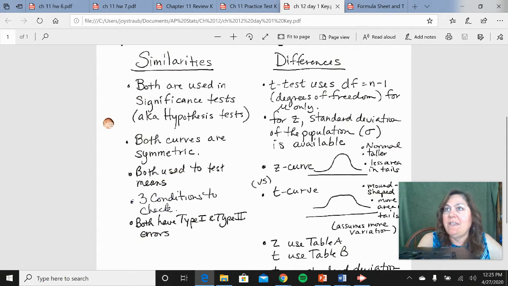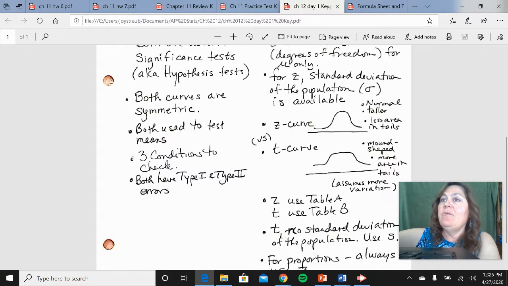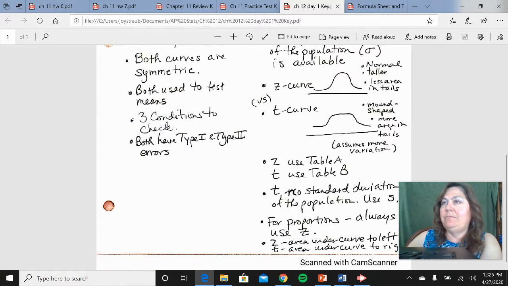Differences: we know the t-test uses a degree of freedom, n-1, for mu, and it's for mu only. For the z, the standard deviation, the population's sigma, is available, whereas for t it's not. We've talked a lot about the z curve being normal, taller, that normal curve look, whereas the t curve is still mound-shaped but flatter in the middle and more in the tails because there is more variation. We're going to look at that today.